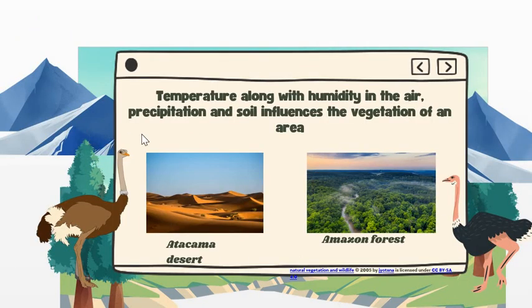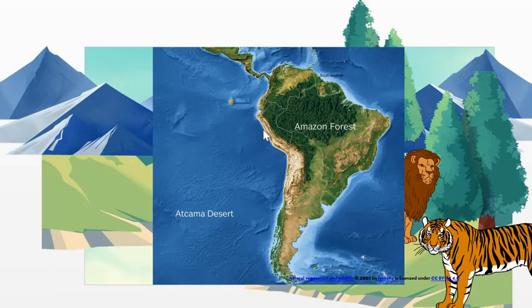Temperature along with humidity in the air, precipitation and soil influence the vegetation of an area. You can see this is the Atacama Desert and this is the Amazon forest in South America. The Amazon forest grows because of the heavy rainfall, while the Atacama Desert has almost no vegetation because of the dryness.